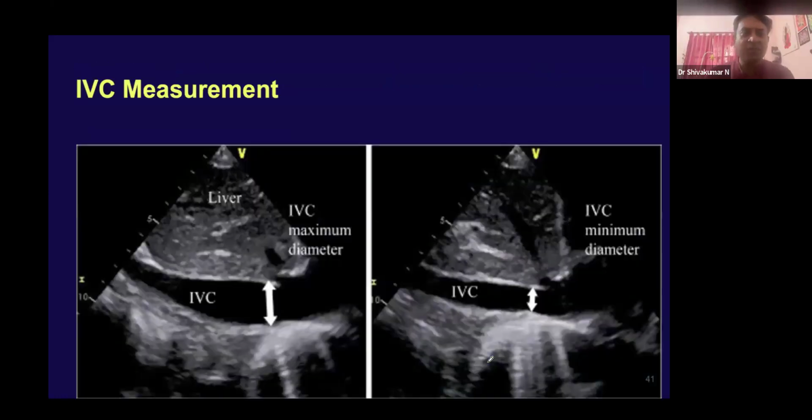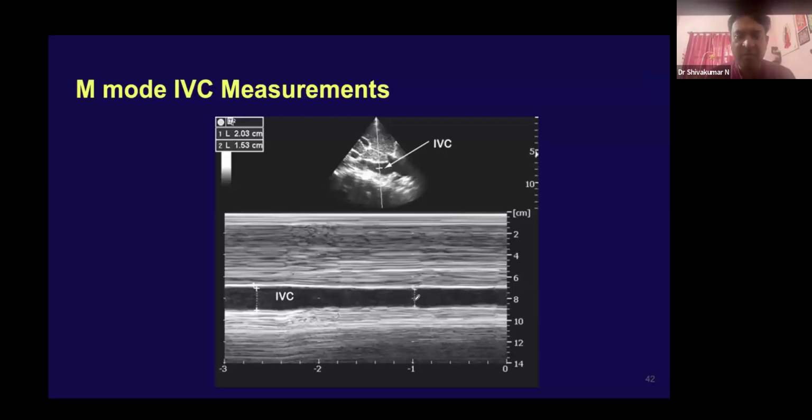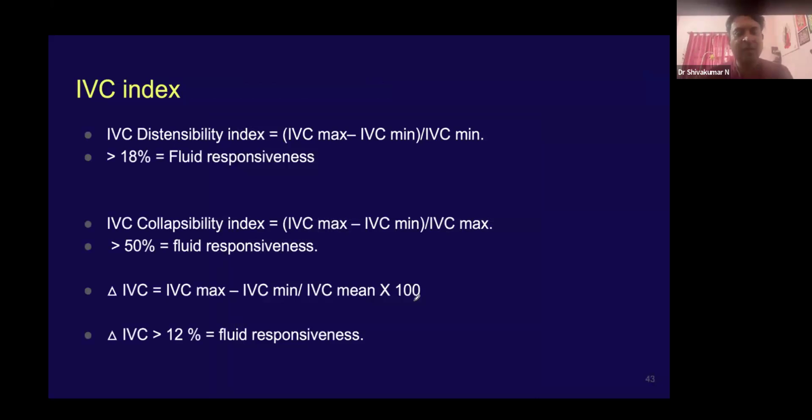The other important measurement is the IVC measurement. This is a subcostal view. You can see the IVC. This is the IVC maximum diameter and the minimum diameter. You can use M mode to measure the maximum diameter and the minimum diameter. From the maximum and minimum diameter, you can get the IVC index.